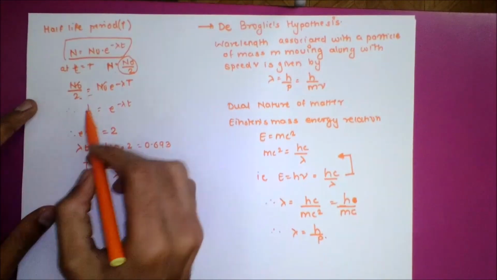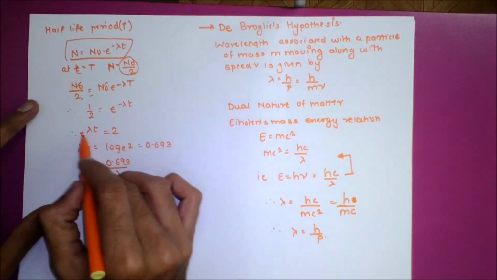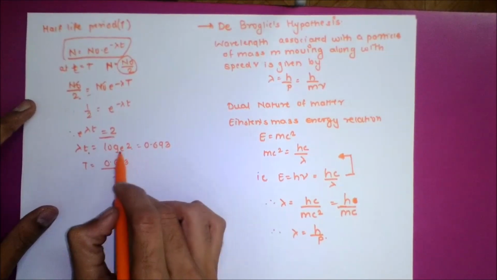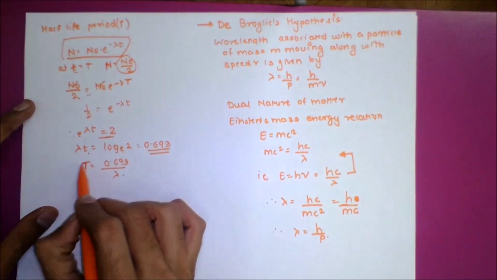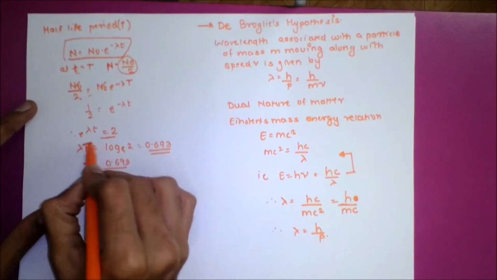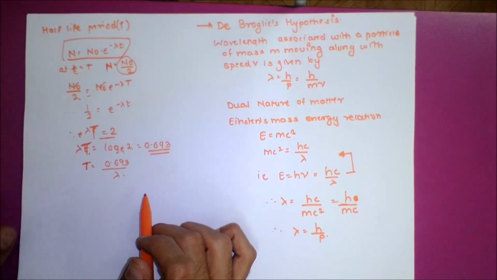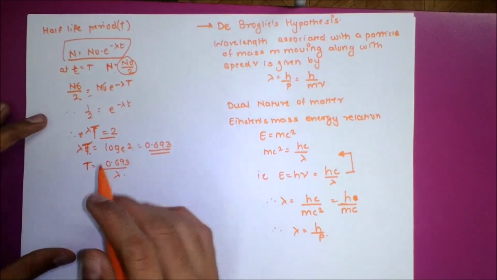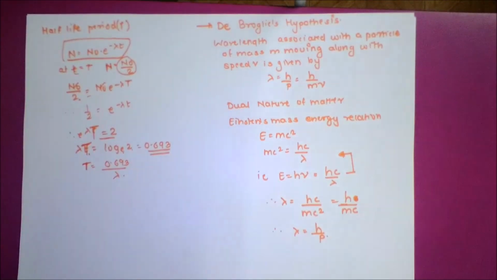So we can cancel them, and we are left with half e raised to minus lambda t. So e raised to lambda t equals 2. So lambda t equals log 2 to the base e, that gives you the value 0.693. So your capital T becomes equal to 0.693 upon lambda. Using this expression we can determine the half-life of a radioactive substance if its decay constant is known.